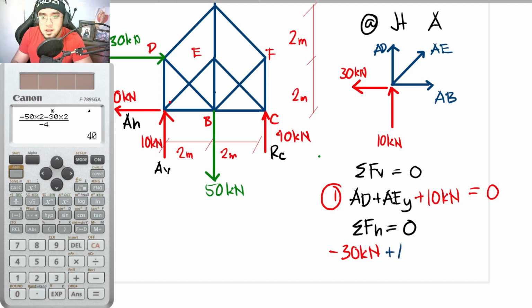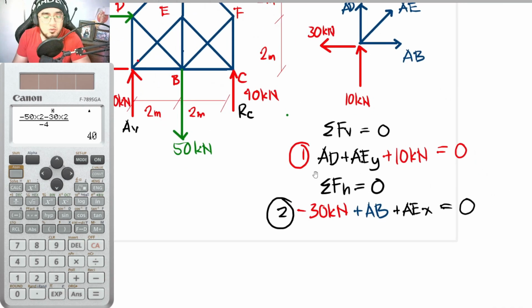Then plus AB. Then what else? Since once again AE is slanted, let us get its horizontal component. And that is AEX. So plus AEX. So this is now equal to 0. And with that, this is now our equation number 2.